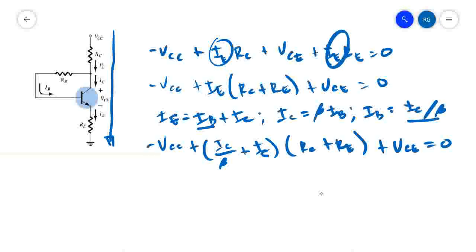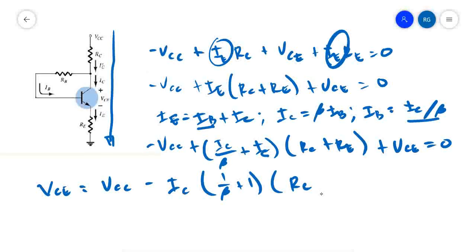Isolating VCE, VCE now will be equal to VCC minus, you can factor out IC, 1 over beta plus 1 times RC plus RE. This will now be your equation for VCE.